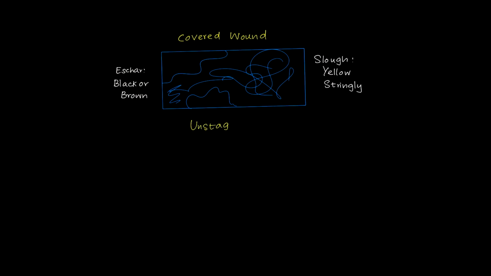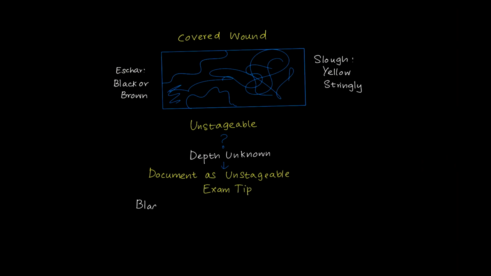Without depth visibility, you cannot call it stage 3 or stage 4. You cannot even call it stage 1 or stage 2. The tissue is hiding the truth. So the nurse documents the wound as unstageable. Stage 3 needs a clear view of subcutaneous tissue, which this wound does not offer. Stage 1 is intact red skin, which this wound is not. Deep tissue injury appears as purple dead skin over a bony prominence, which also does not match. The presence of eschar and slough together is the staging blocker.